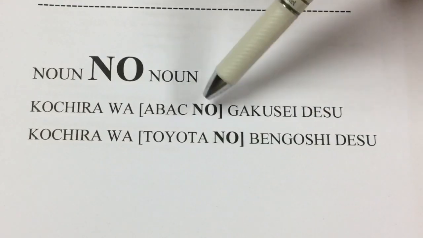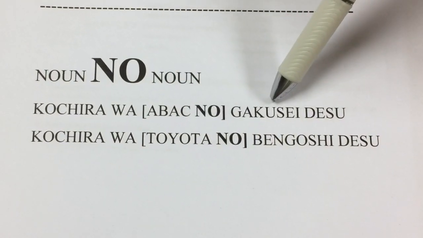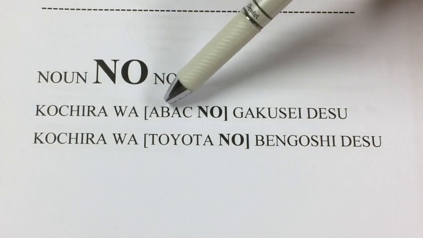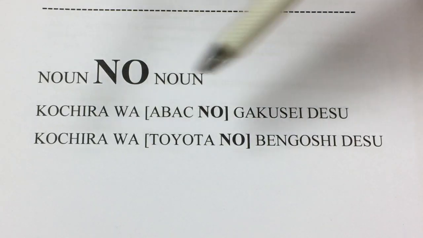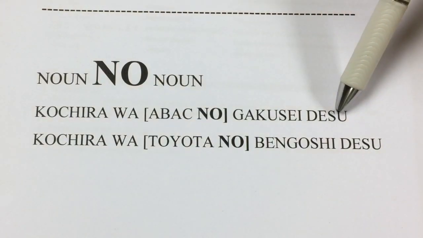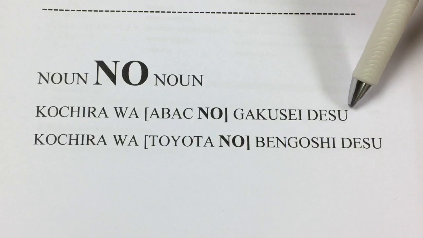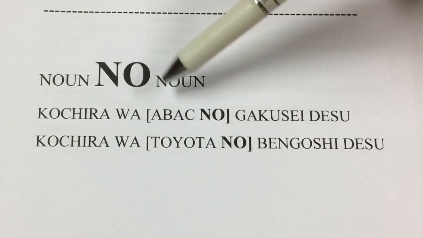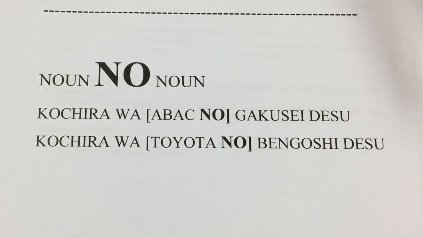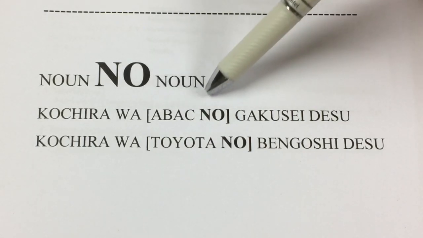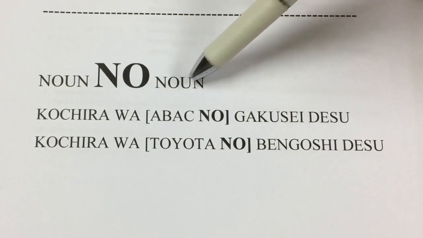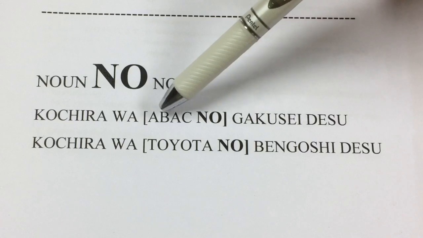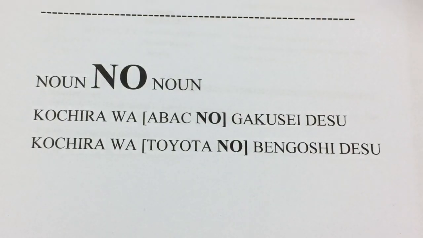Let's see an example. ABAC no gakusei. So what does it mean? It means the student from ABAC or the student of ABAC. Or in English we can just say ABAC student, right? If we say kochira wa gakusei desu, this person is a student. This is already a complete sentence. But we want to give more definition to this student. What student? So we say ABAC no gakusei, the student from ABAC. The important message is the noun after no, the last one. This is a student, but we want to talk more about what student. So we say ABAC no gakusei desu.